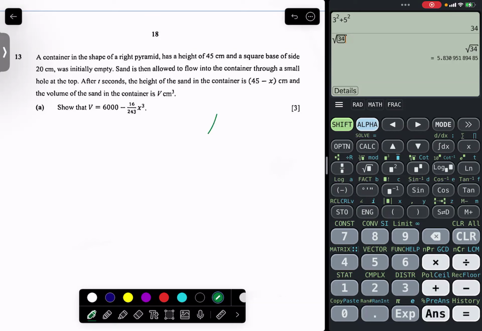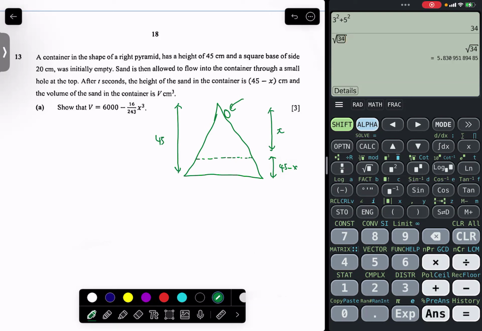Let's say this is a right angle triangle, the 2D diagram for the pyramid. There's a hole down here and we pour sand in. The sand will fill the bottom of the base first, to a height of 45 minus x. The whole thing is 45, so the unfilled part is x.